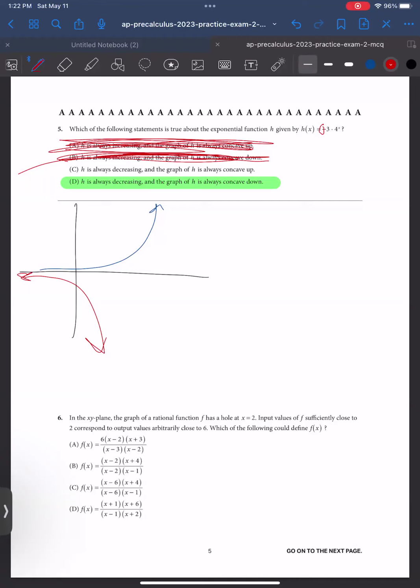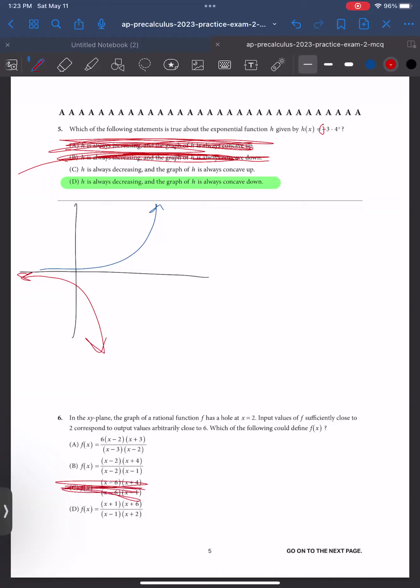In the xy plane, the graph of a rational function f has a hole at x equals 2. Input values of x sufficiently close to 2 correspond to output values arbitrarily close to 6. Which of the following could define f of x? Okay, so it can't be C or D. I agree with that. Why can't it be C or D? Because doesn't x have a minus 2 in both the numerator and denominator?